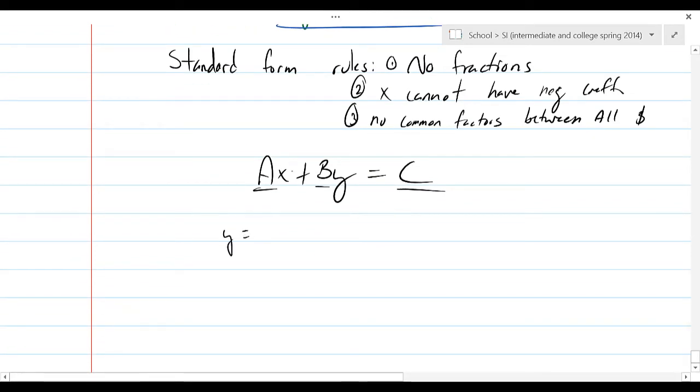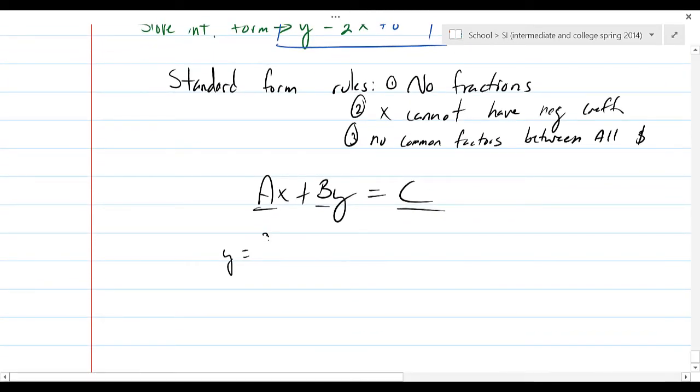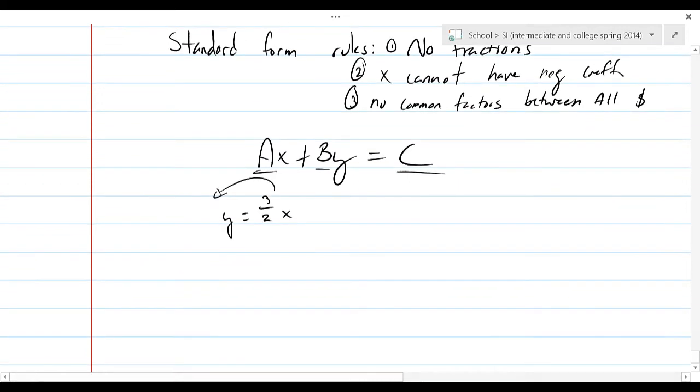So to get into this form, from this form, let's write that formula. y equals positive 3 over 2x. To get it into this form, we need to put the x on that side of the equal sign. So let's subtract 3 over 2x from both sides. So I've got negative 3 over 2x plus y equals 0. Okay. c can be 0, that's fair. That's fine.